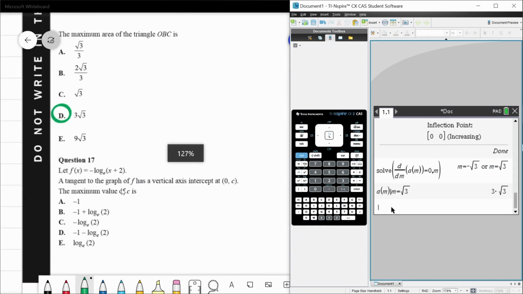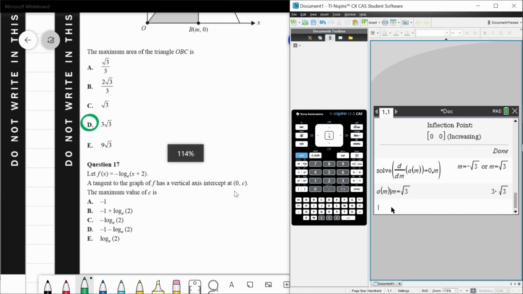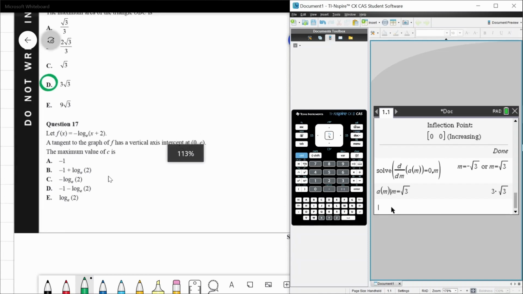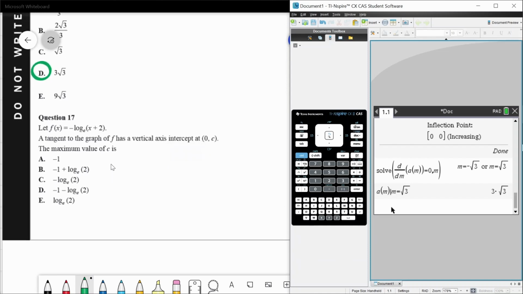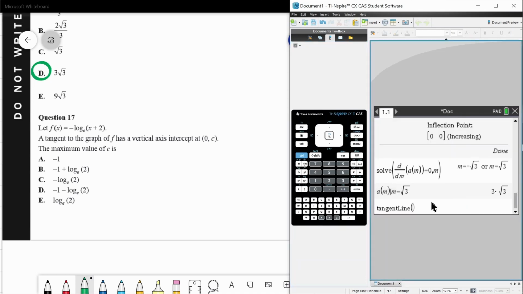So question 17, we have a function, we have the tangent, which has a vertical axis intercept, so a y-intercept at 0, c. The maximum value of c is... Okay, this one's interesting. How can we do this over here? So we kind of want the tangent line equation, so we can do that by going to calculus, and we get the tangent line, and let's plug in negative ln, natural log of x plus 2, and then we're going to go comma x, and we want to be at some point.